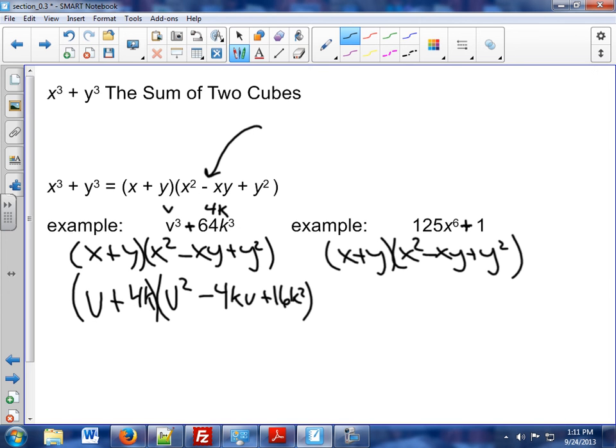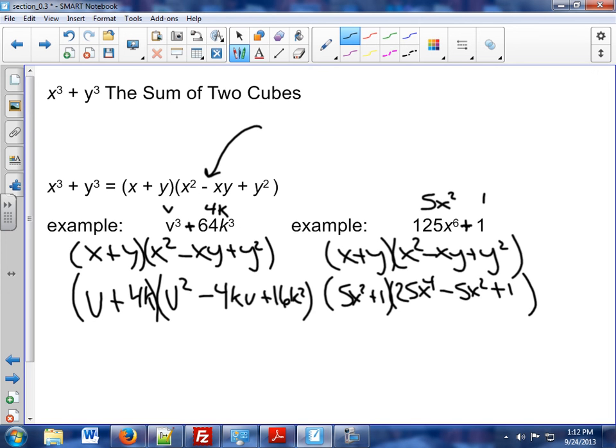I should have maybe switched the variables up. Okay, this one is going to be 5 what, Aaron? 5x squared. There, you learned something, right? What's this one going to be? 1. So 5x squared plus 1, times 25x to the 4th, 5x squared plus 1.